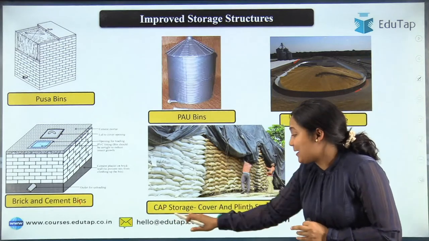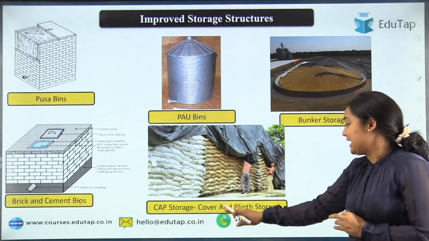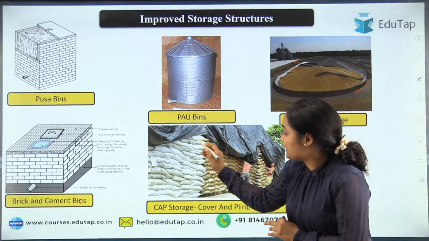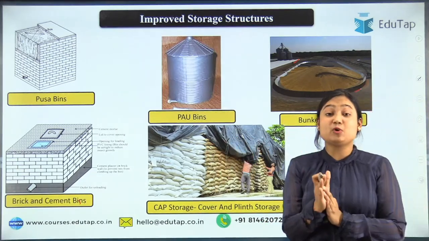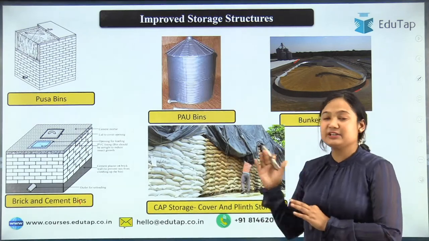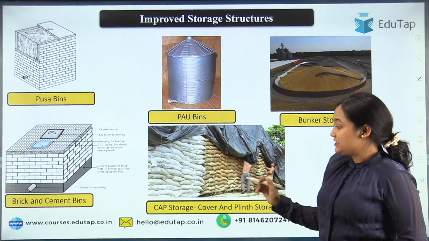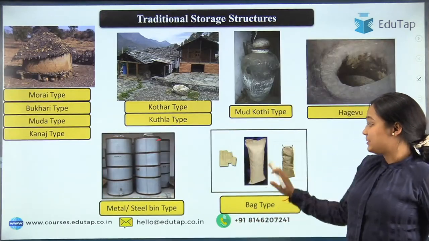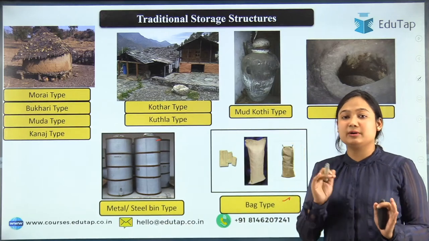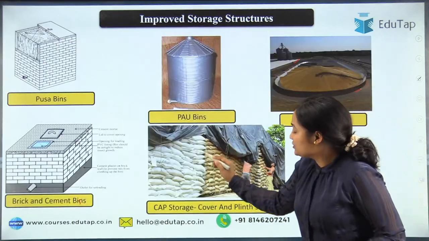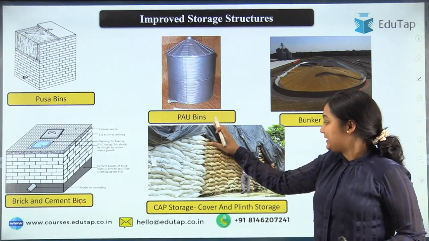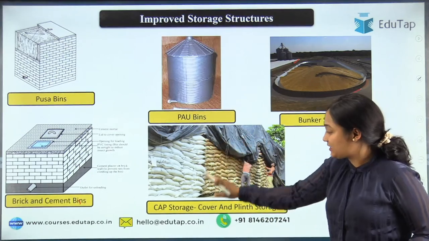Now moving to the cap storage, that is your cover and plinth storage. What happened in that? So in plinth storage, what we do, see, this is a temporary storage. You can't leave the grain in cap storage for one year. What you do, since you have done the bag type, suppose your bags are prepared, now you need to store it in a warehouse or godown. So what you do, you just keep the bags, one after the other, and then you use a polythene like structure and cover it.